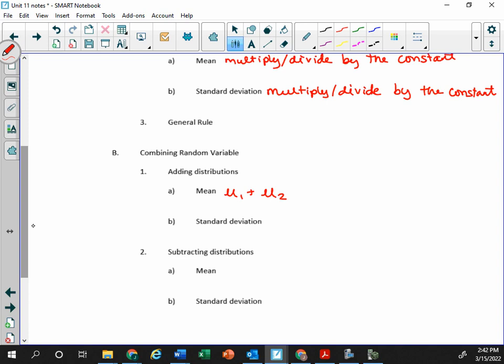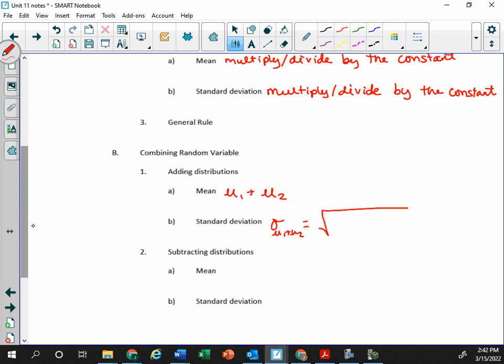Standard deviation, our sigma of whatever our combined mu1 plus mu2 is. Do you guys remember what we did with this before? We can't actually add standard deviations. What can we add together? Variances, yeah. So I add the two variances together, and then I can take the square root of that sum.